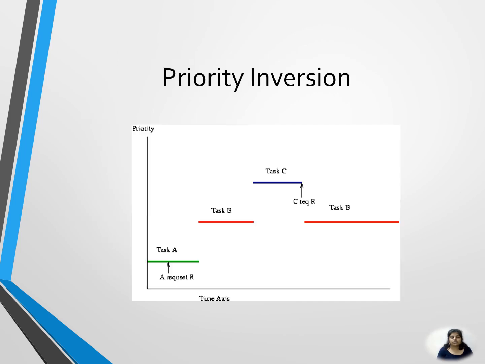Priority inversion. Here the graph is shown for priority inversion. The x-axis is priority and the y-axis is the time axis, and it is divided into three tasks: task A, task B, and task C. Task C requests resource R and task A requests resource R.